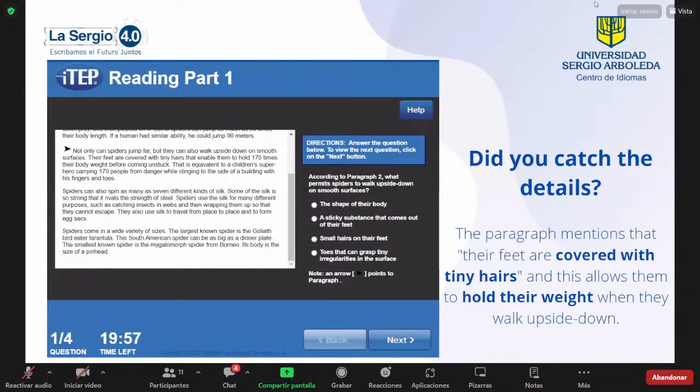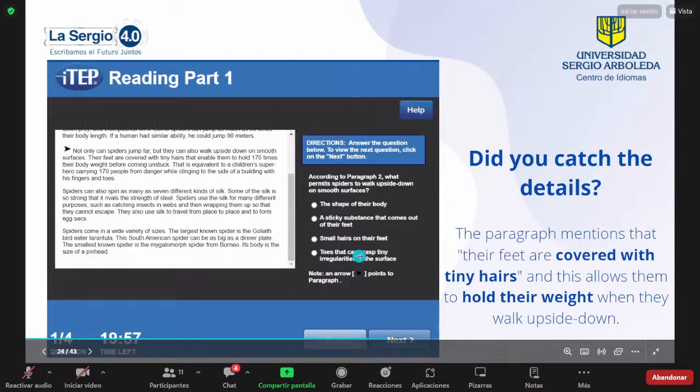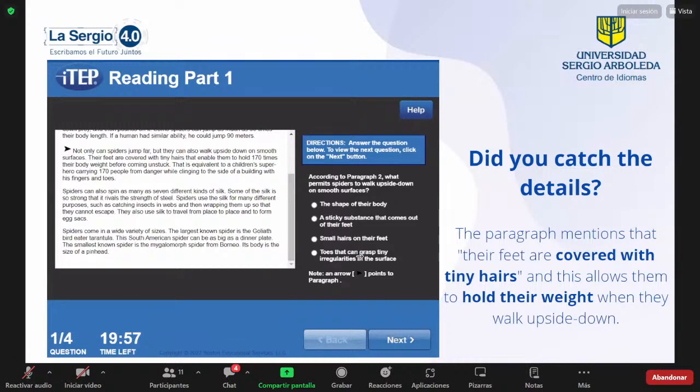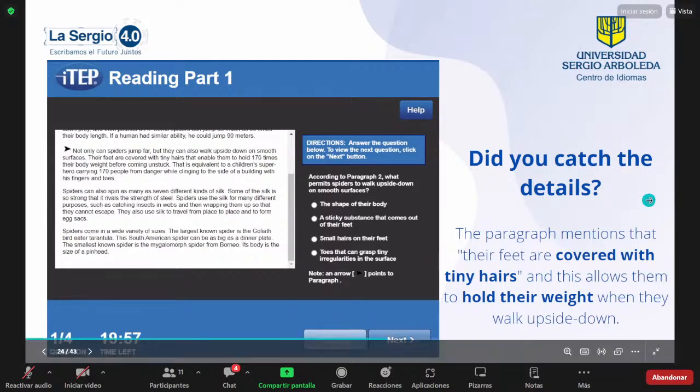Very good. If you see, it's very specific information and it works as a synonym: tiny hairs, small hairs. So in many cases, for this type of question, it's a synonym that you would find. The rest is exactly the same: walk upside down on smooth surfaces, are covered with tiny hairs, small hairs. Very good, guys. Super. That's catching details.